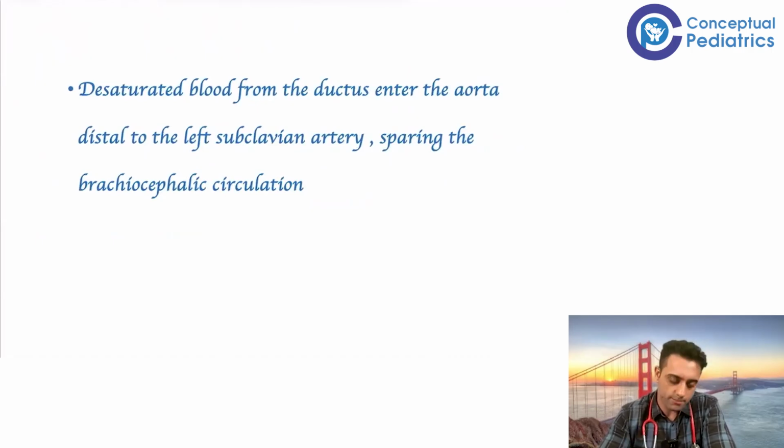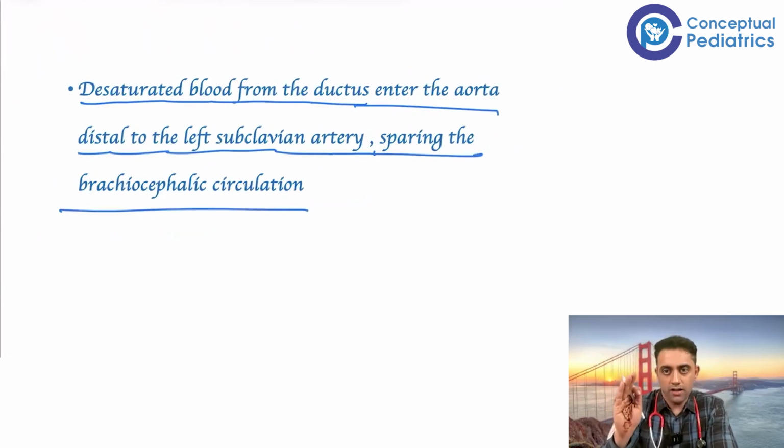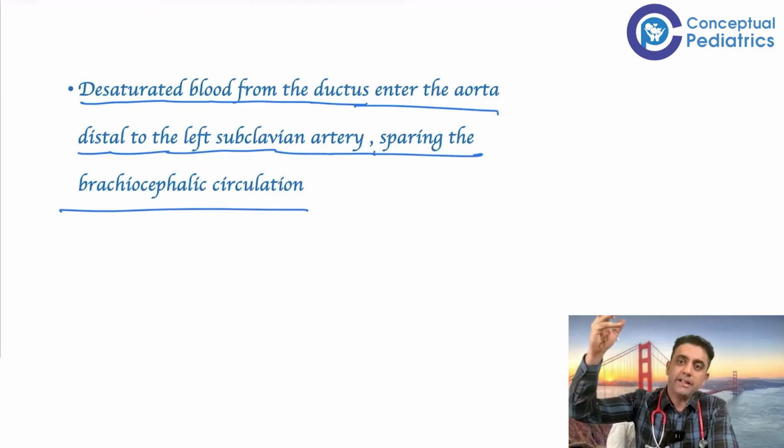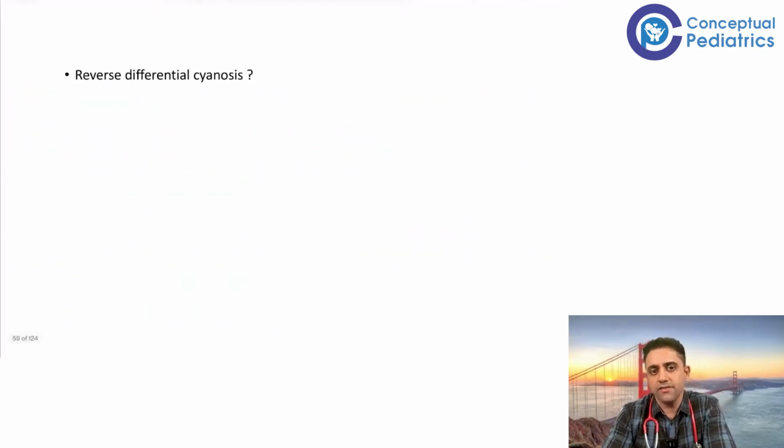What is the background? The main line is that desaturated blood from the ductus enters the aorta distal to the left subclavian artery. The aorta meets the PDA distal to the left subclavian artery, sparing the brachiocephalic circulation. It means the aorta meets the PDA after meeting the right upper limb and after meeting the left upper limb. When the aorta meets the PDA, they do mixing, and then it is blue, blue, blue. So that is a very beautiful point.